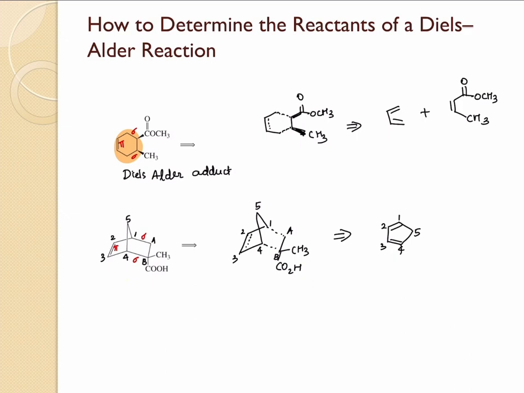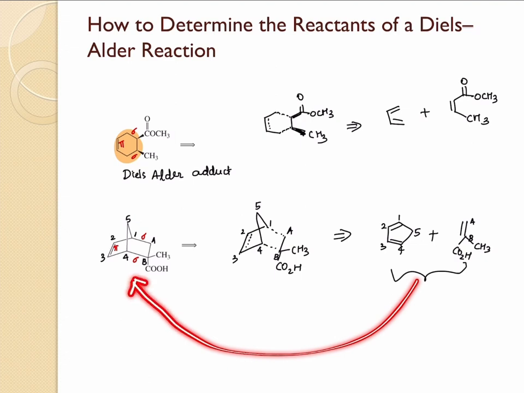And your dienophile has now been separated from the diene. So this would be carbon A and carbon B. There should be a double bond between carbon A and carbon B, right? And on carbon B, we do have a CH3 and CO2H. Okay, so these are the starting materials that you will be using to synthesize this Diels-Alder adduct.